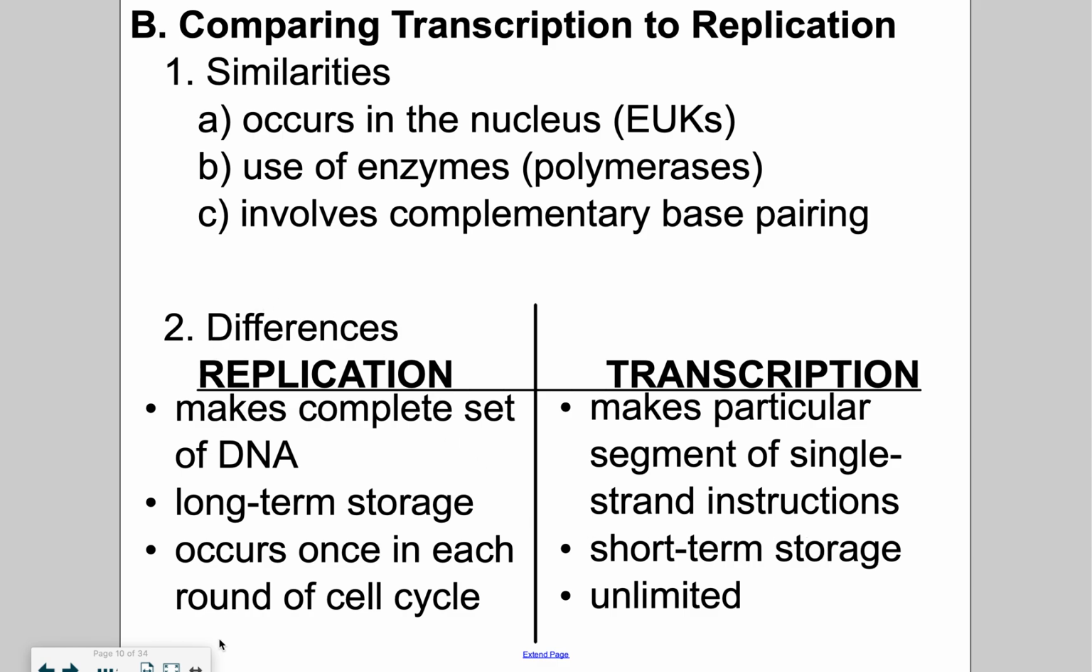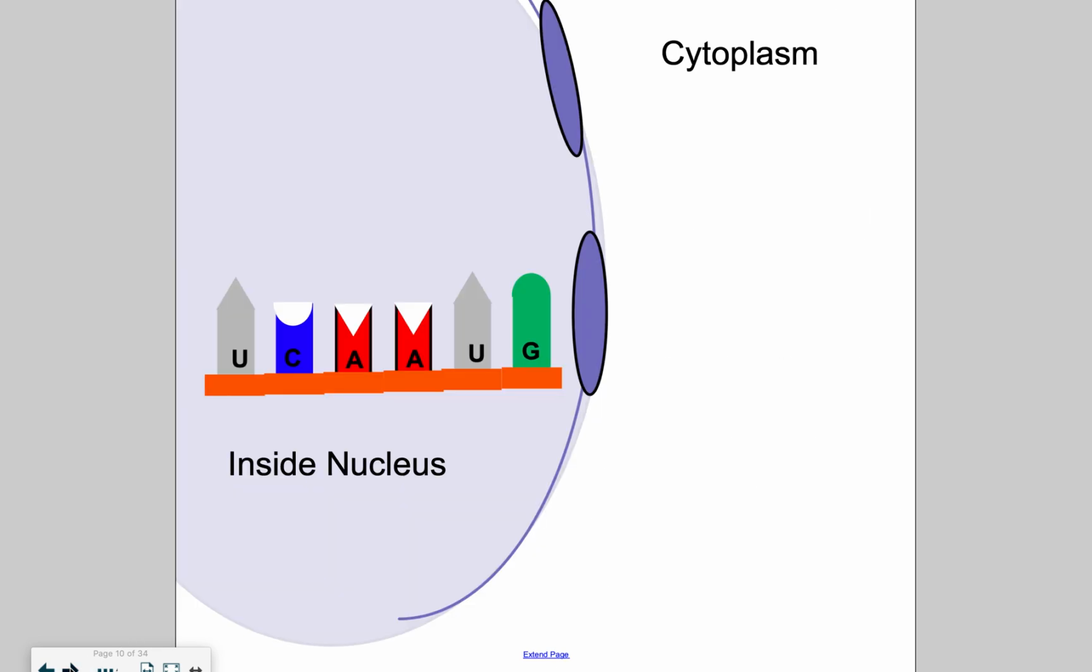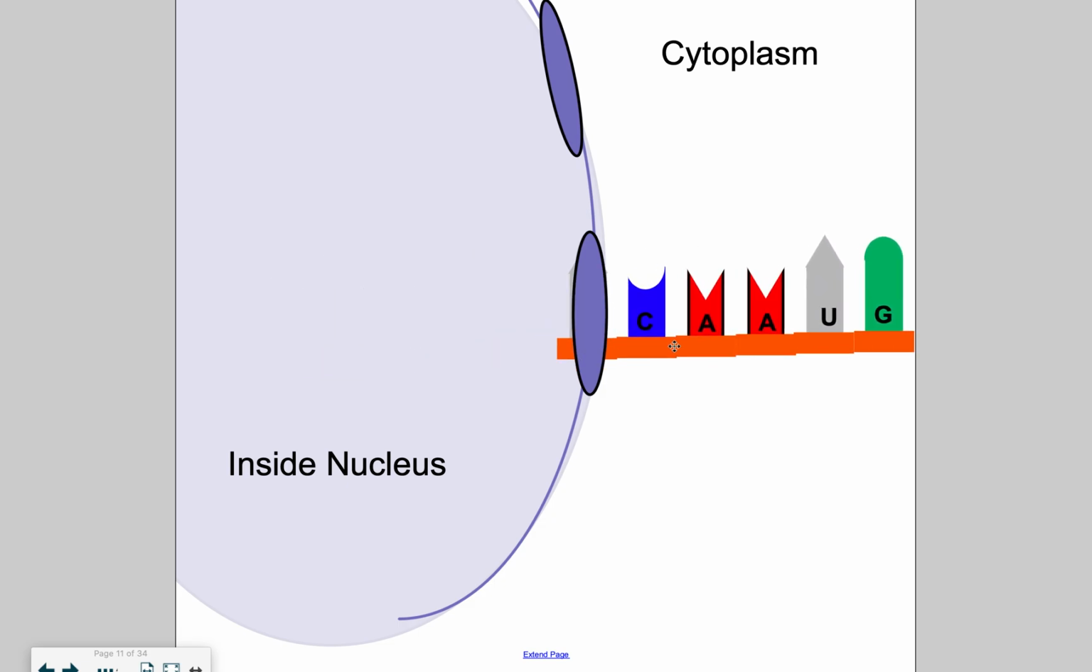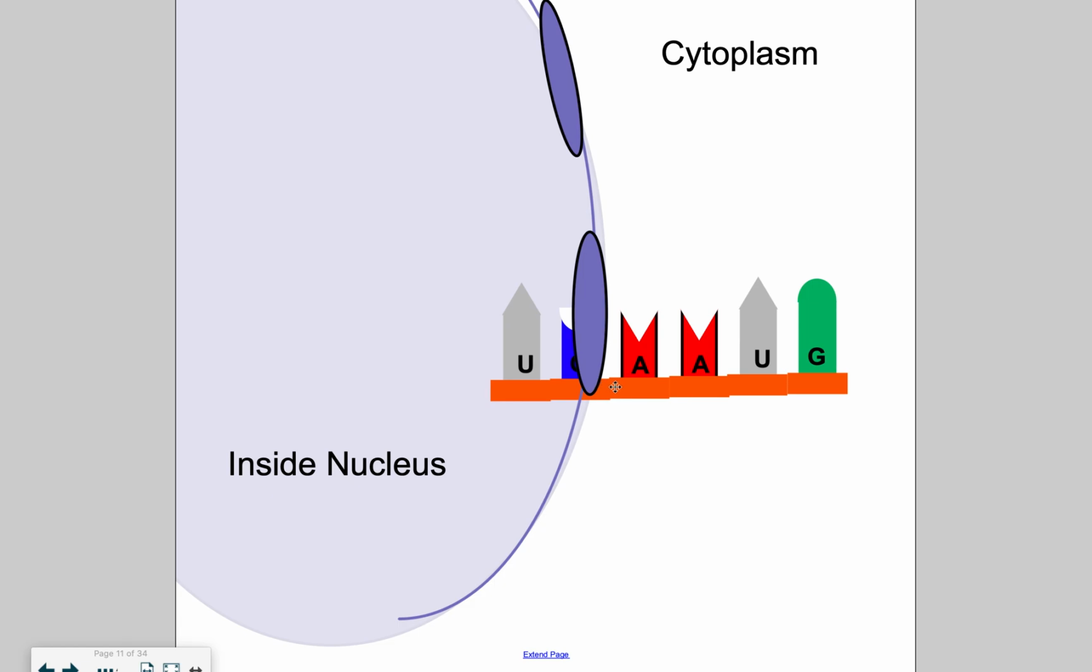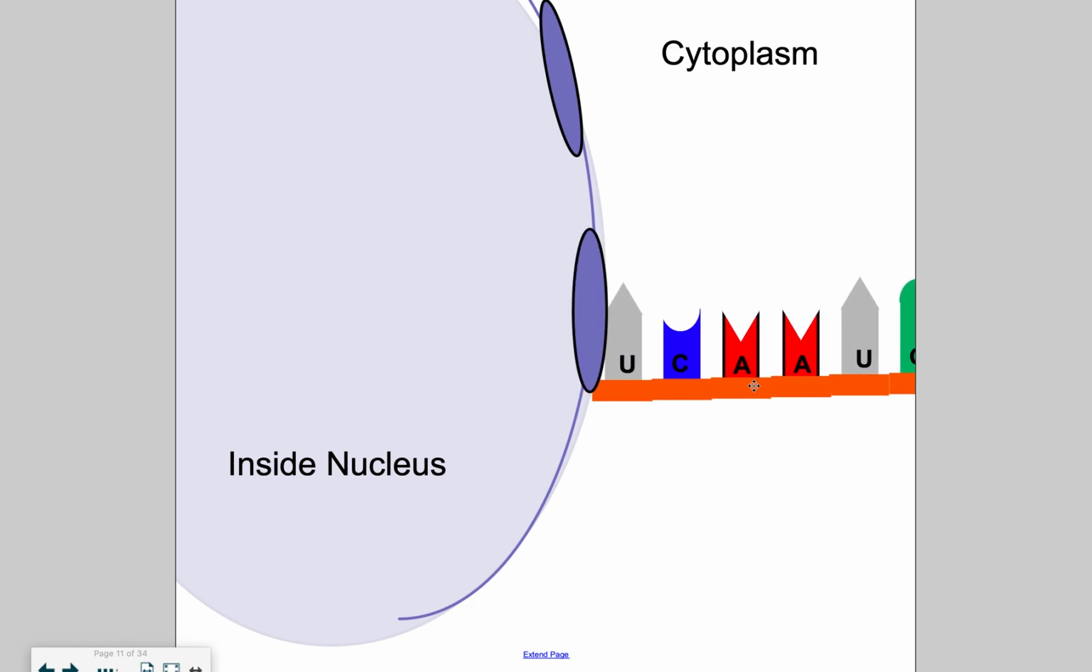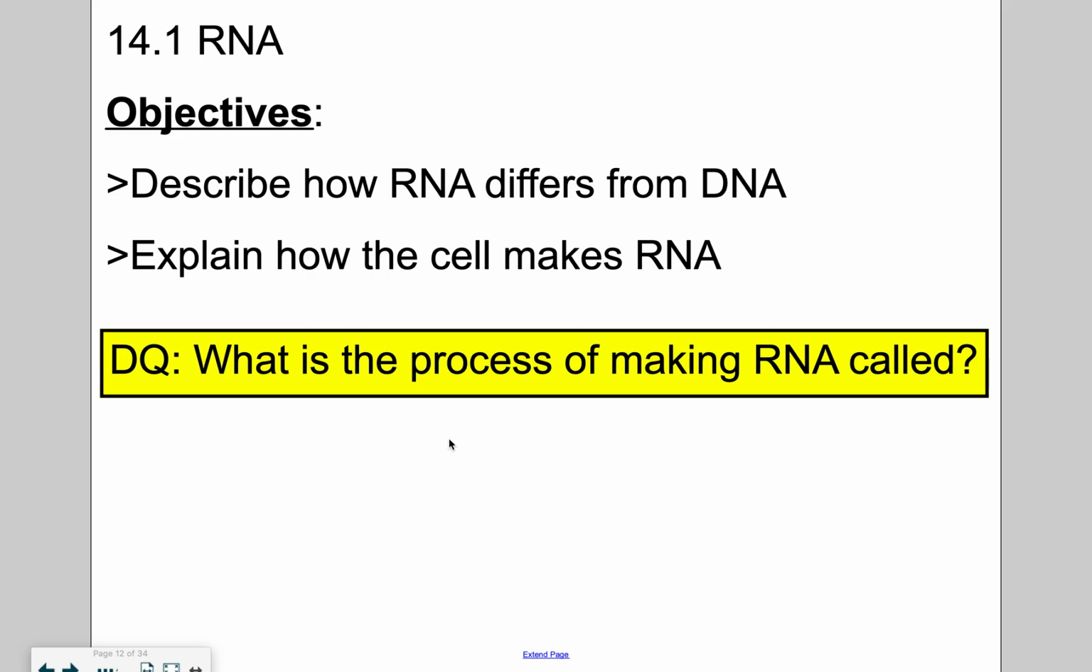Going back to DNA replication, occurs once in each round of the cell cycle, and for transcription, it can happen as many times as the cell needs it to, so it's unlimited. So our next step or our next journey with this is what happens to the mRNA or the RNA that just got made in transcription. What happens to it after it leaves the nucleus? All right, so that does it for today. We described at least 4 differences between RNA and DNA, and then explained how the cell makes RNA with the steps.